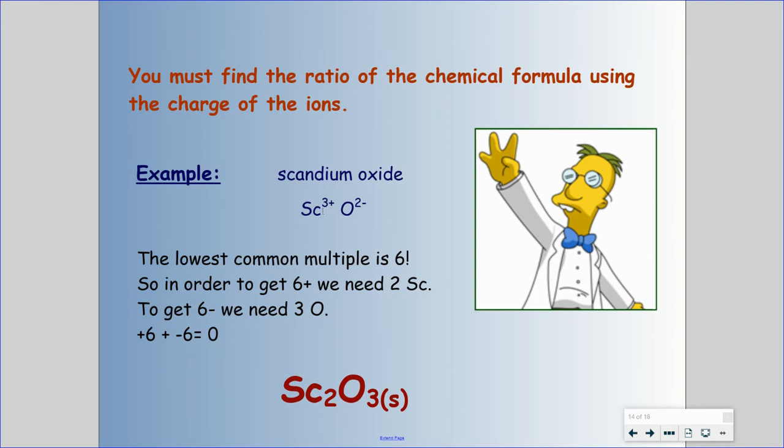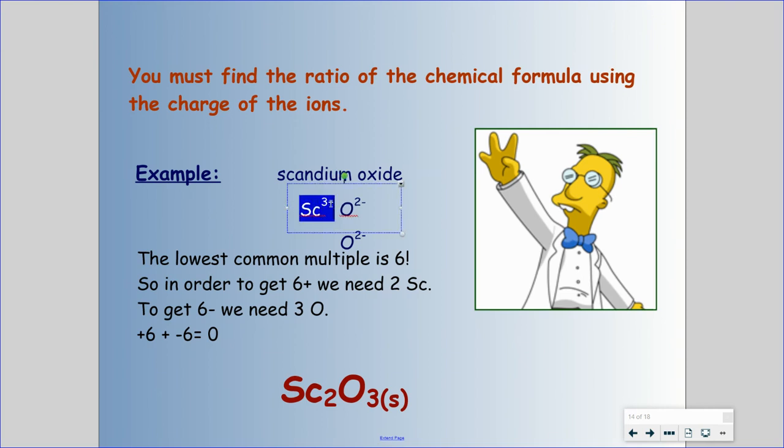So what you have to do is find out how many scandiums you need to balance out your oxygens. Now, if you think about it, these two don't match. This does not equal 0. So what we would do first is say, okay, I'm going to add another atom of oxygen. Adding another atom of oxygen, you have now changed this to 2 atoms of oxygen with a total charge of -4. That's -4. This is +3, so it's still not balanced.